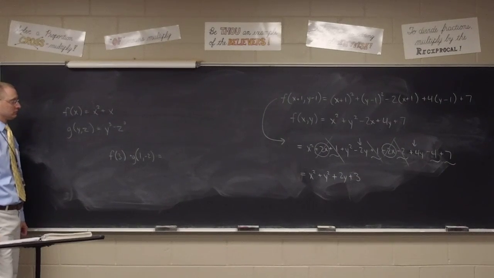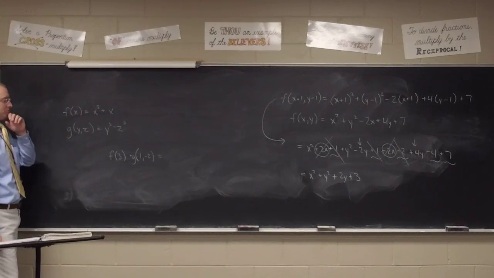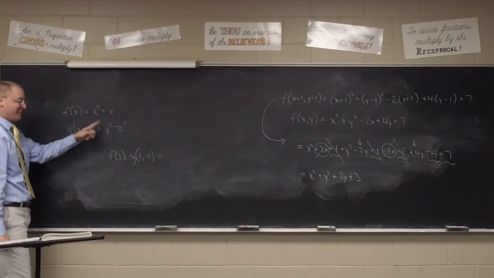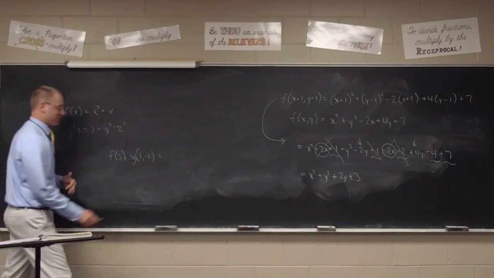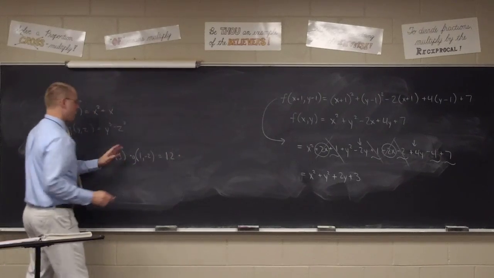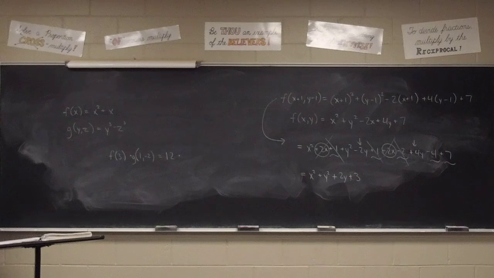3x squared, or no, 9. Oh, excuse me, 12. 3 squared is 9, plus 3 more is 12. So we're going to end up getting a 12 here. And then we need to find g of 1, negative 2. Well, what is g of 1, negative 2?